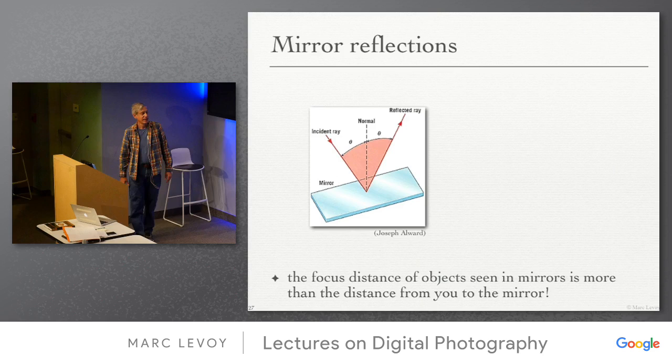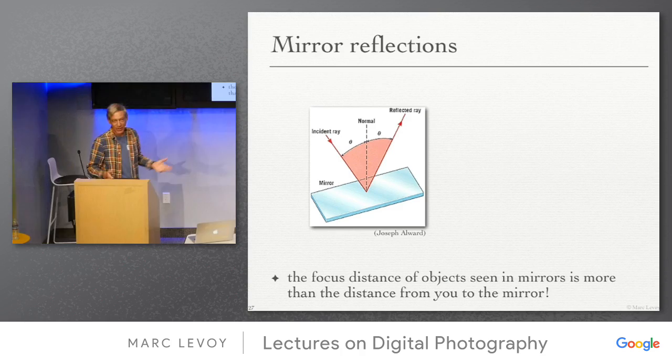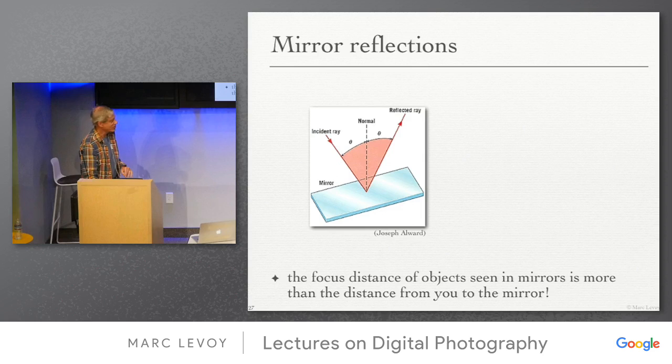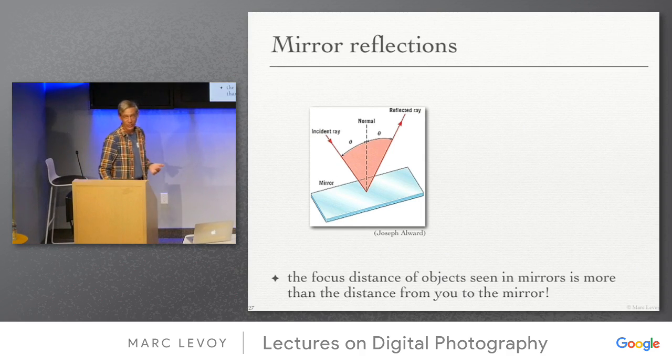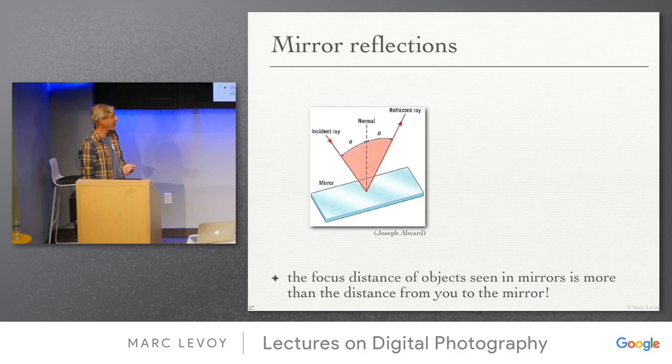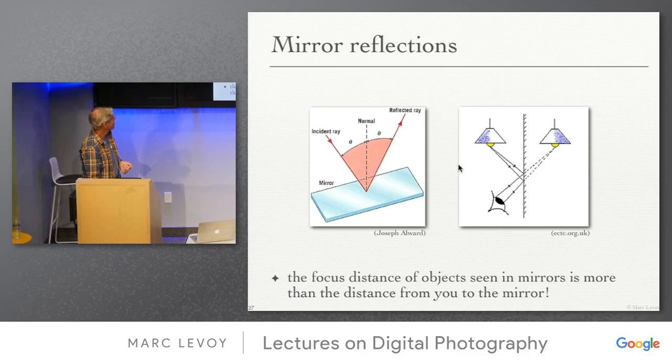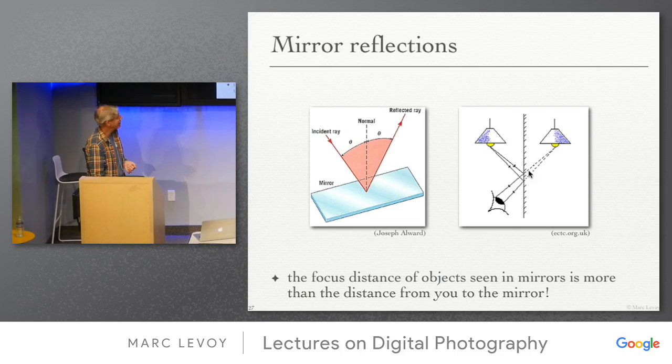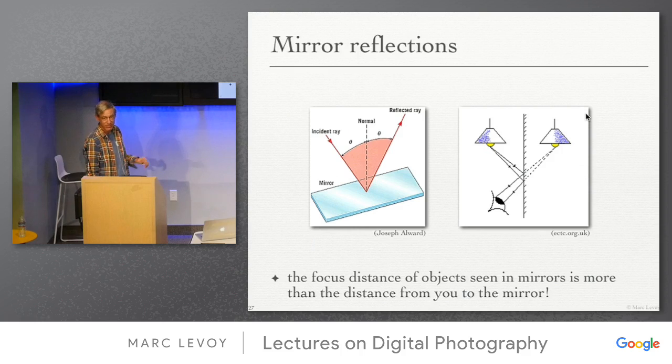So while we're at it, let's just think a little bit about mirrors. So mirrors are fairly obvious. Maybe this is all completely obvious to you, but you do have to think about it when you're doing photography, that the focus distance of objects seen in mirrors is more than the distance from you to the mirror. It's as if the object were over here, whereas the reflection's being seen here, so that distance is larger.